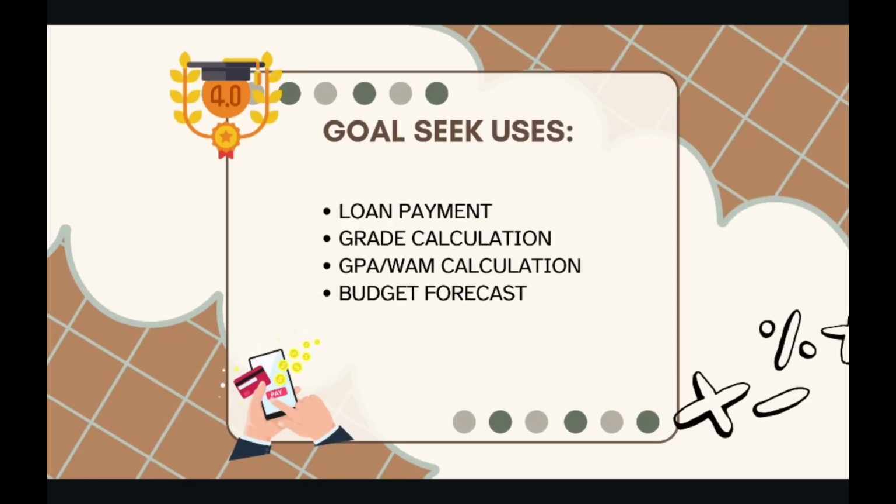So we're going to get into goal seek. Goal seek is a what if analysis tool that helps you determine the input value needed in a formula to achieve a specific desired output. Goal seek can be used for calculating a loan payment, like when you don't know how much monthly loan you have to pay in these terms or within this interest rate, goal seek can help you. Same with grade calculation, GPA or form calculation, and budget forecasting.